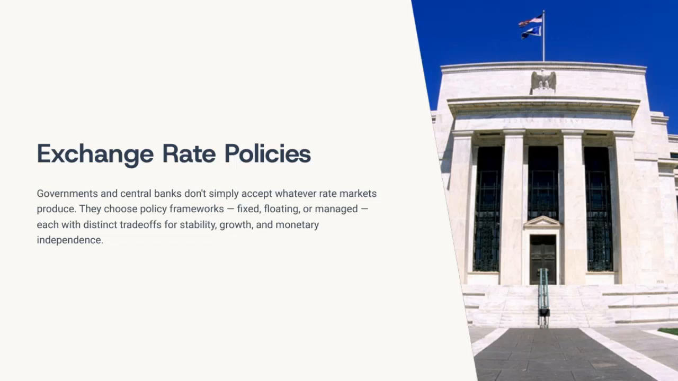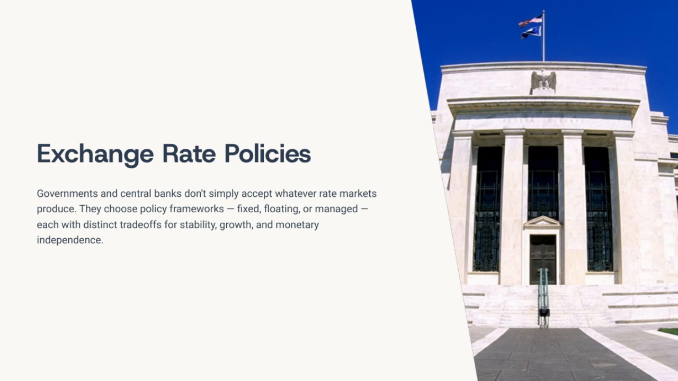Governments and central banks don't just passively accept whatever rate markets produce. Instead, they actively choose their policy frameworks for managing exchange rates. These frameworks can be fixed, floating, or managed, and each comes with its own set of trade-offs. For example, a fixed exchange rate can promote stability and predictability, which is great for trade and investment. But it might limit a country's monetary independence and could require significant reserves to maintain.